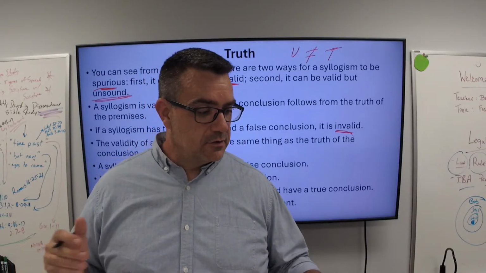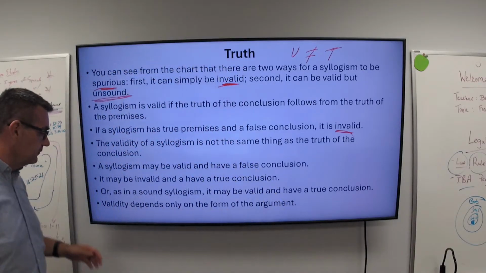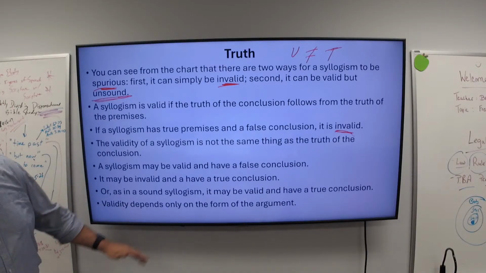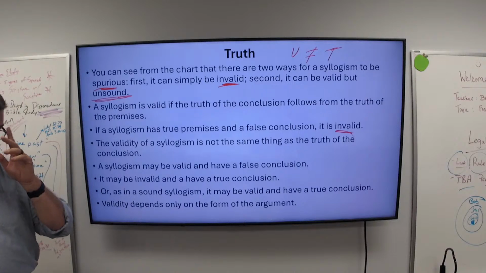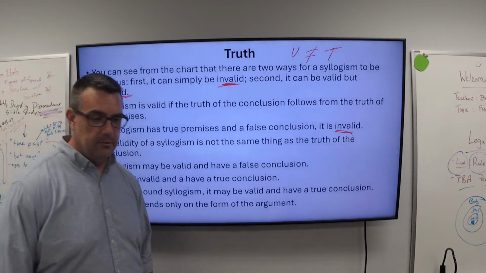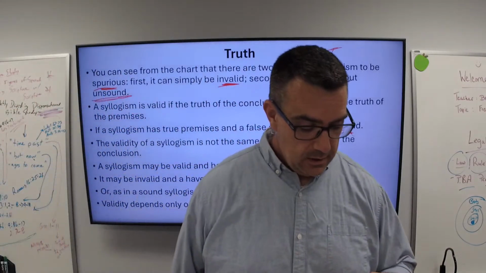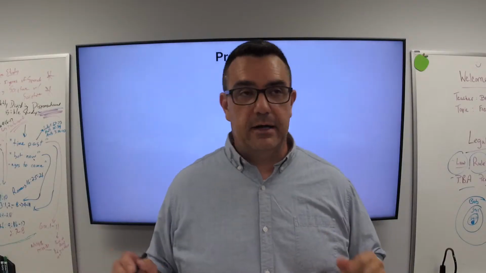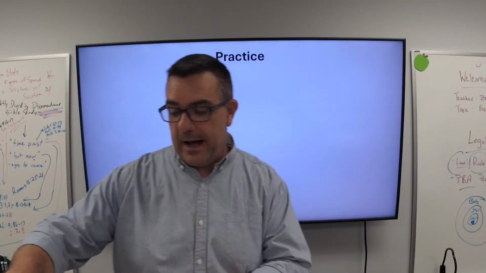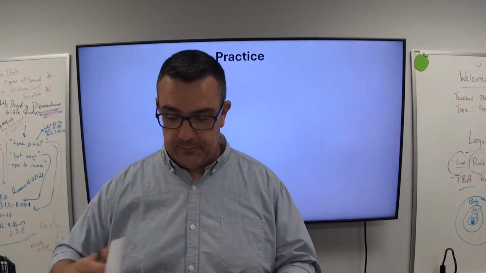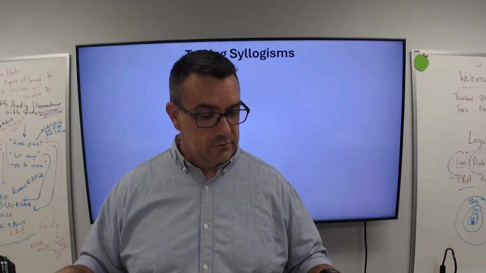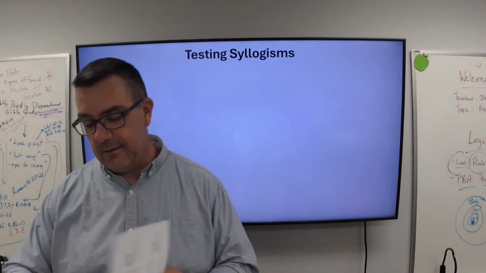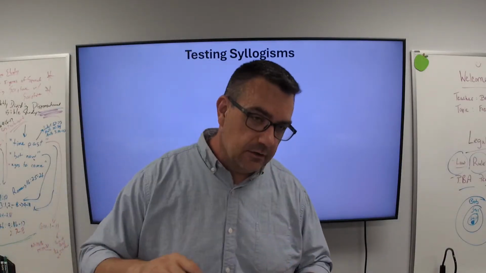So I had a space, so I'm getting ahead of myself. Validity then depends only on the form of the argument. This is the important point. Validity depends only on the form of the argument. Is the argument structured the way that it's supposed to be? So we basically already did all the practice. I know there's a spot there for that, but I kind of jumped the gun on that, and we just did the practice anyway. So let's talk in the time we have left about testing syllogisms.